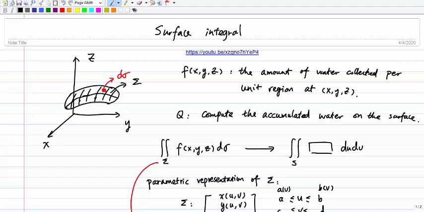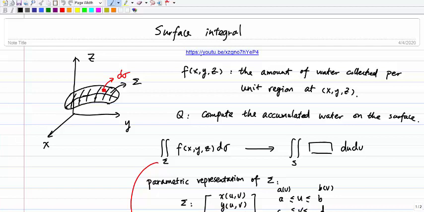Okay, in this lecture, I'm going to continue talking about the surface integral. In the previous lecture, the link is given here, I talked about how to compute the parameterized version of the surface. And today I'm going to talk about how we use the parameterized surface to compute the surface integral.